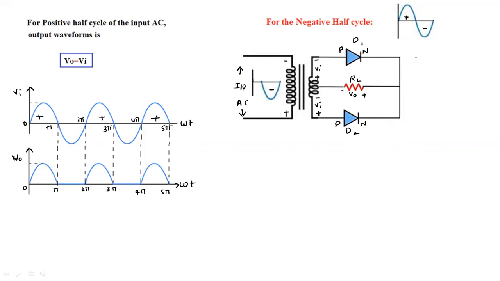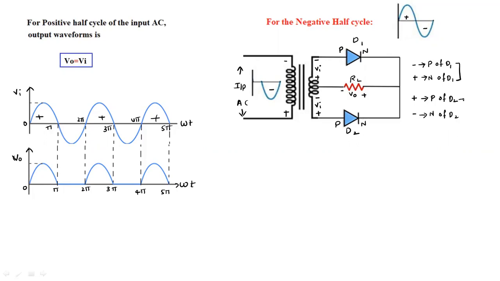So now we'll see which terminal is connected to which. The negative terminal of the supply is connected to P of D1. Next, the positive terminal of the input is connected to N of D1. Now in the downside, the positive terminal of the input is connected to P of D2. Next, the negative terminal of the input is connected to N of D2.